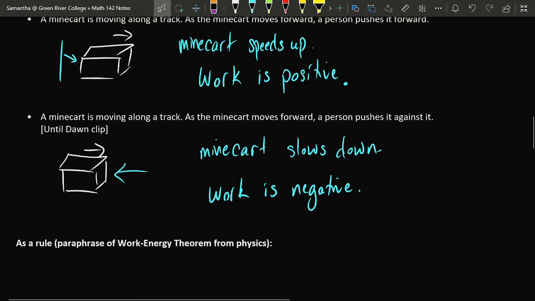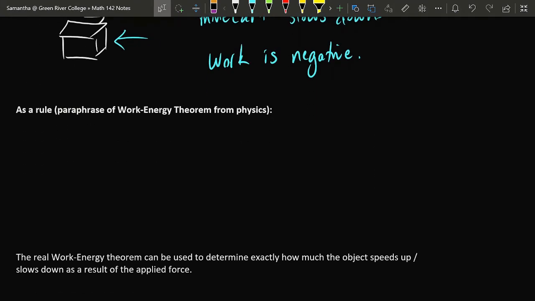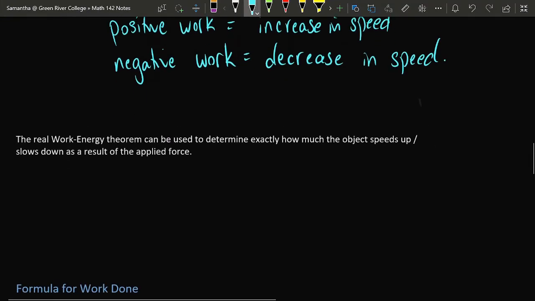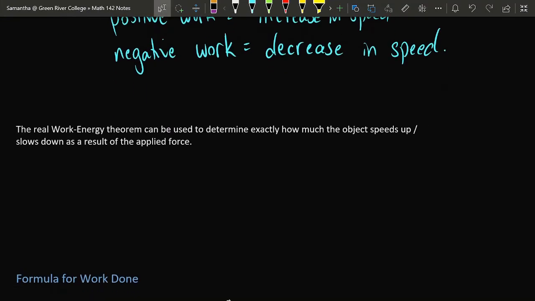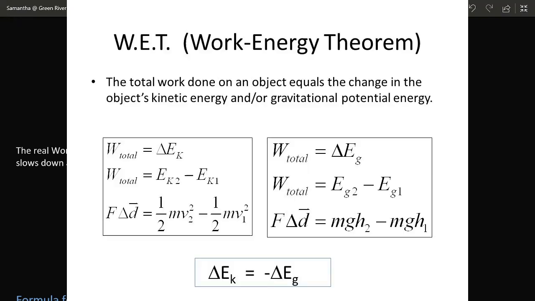So what I've written below is a summary of what is called the work-energy theorem from physics. And the real work-energy theorem is a formula that can be used to determine exactly how much the speed of the object changes. Sam, go ahead and throw the work-energy theorem on the screen for a second, just so folks can get a look at the formula.